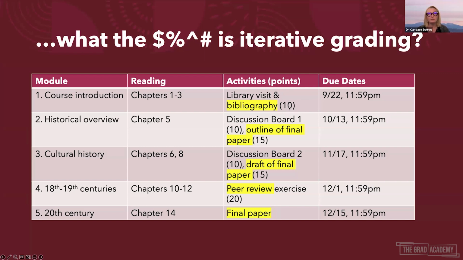Library visit was 10, bibliography was 10 points. Discussion board 1 is 10 points. Outline of final paper is 15 points, because I really wanted them to put some thought into this outline. I didn't want it to just be a mess, and mixed results. So that's about 3 weeks between the bibliography and the outline of final paper. So they had time to work on it.